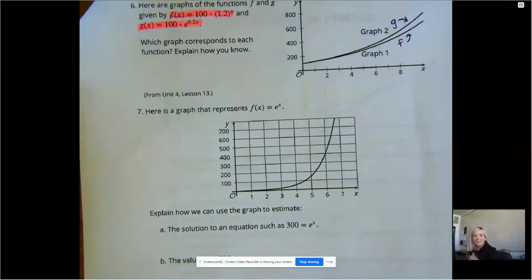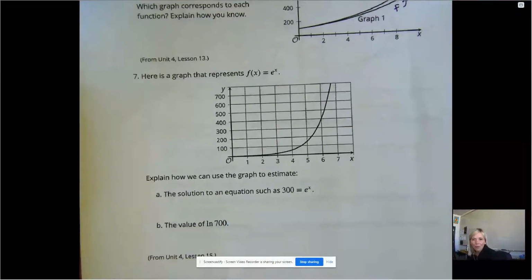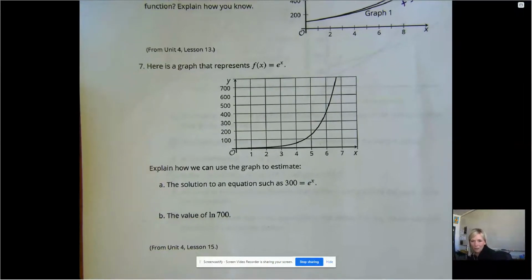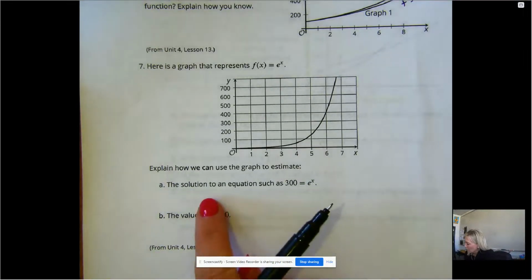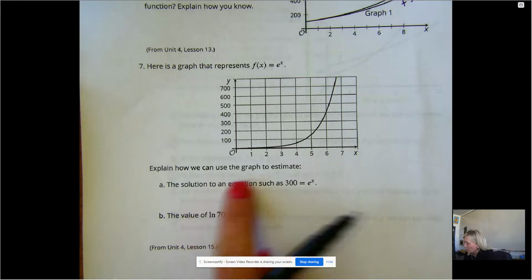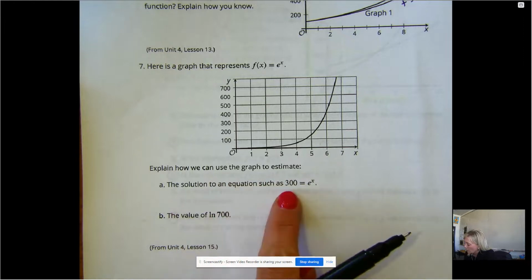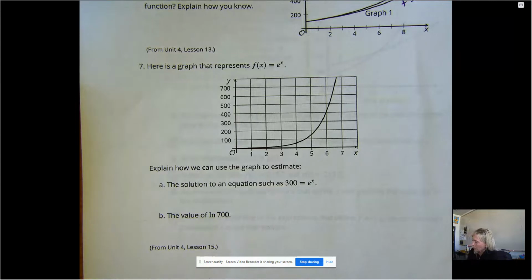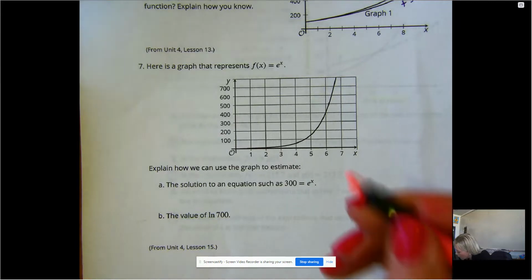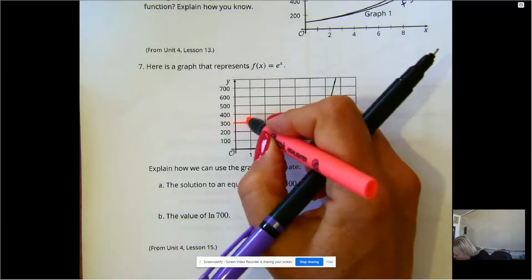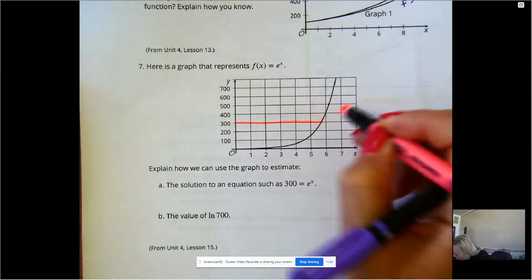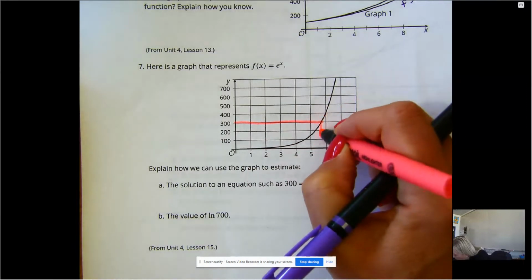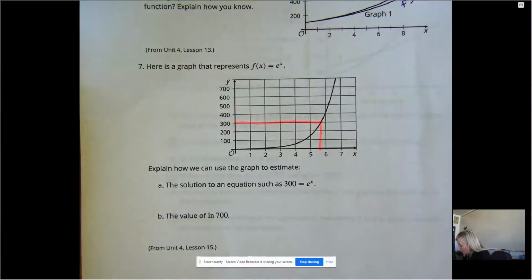And then finally, here's a graph that represents f of x equals e to the x. So how can you use the graph to estimate the solution? We would look at the graph, we would look for 300 as an output and see what the input is. So 300 as the output, here's where it hits the graph. So the input is right there somewhere between 5 and 6.